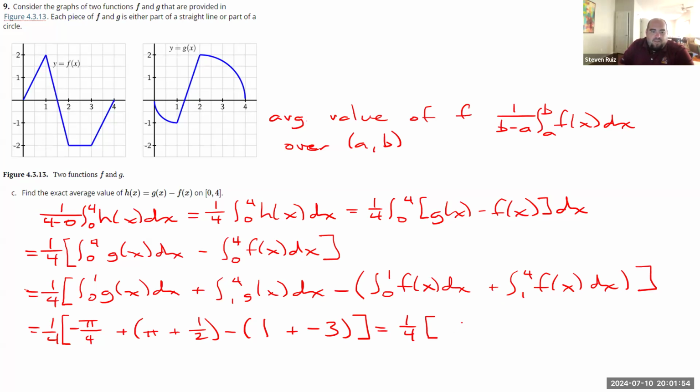What's negative pi over 4 plus pi? That's 3 pi over 4, plus a half, and there's that minus 3 plus 2, equals 1/4 times 3 pi over 4 plus 5 over 2. And I think we can call it done there. 3 pi over 16 plus 5 eighths.